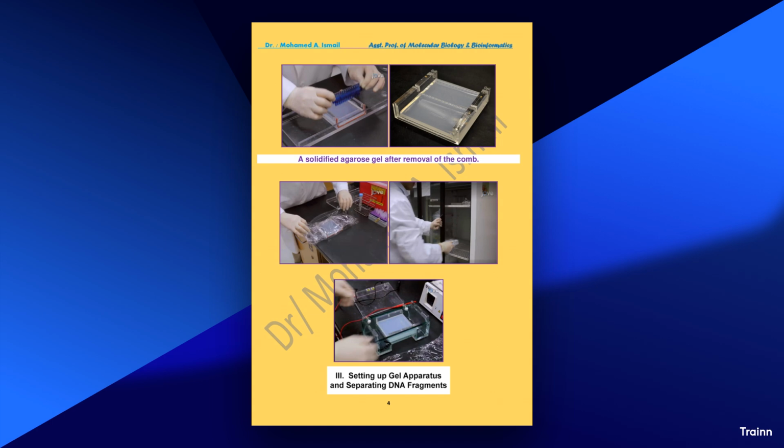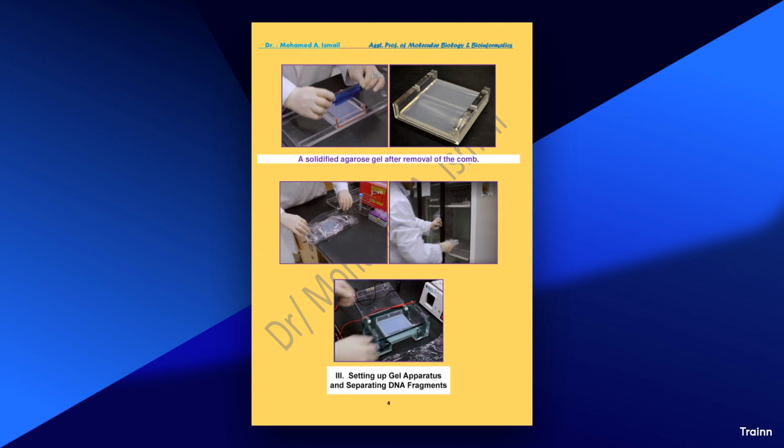B. Inconsistent controls. Error: not running appropriate positive and negative controls. Impact: this can lead to uncertainty about the validity of results. Solution: always include a positive control, known target, and a negative control, no DNA template, in every experiment.